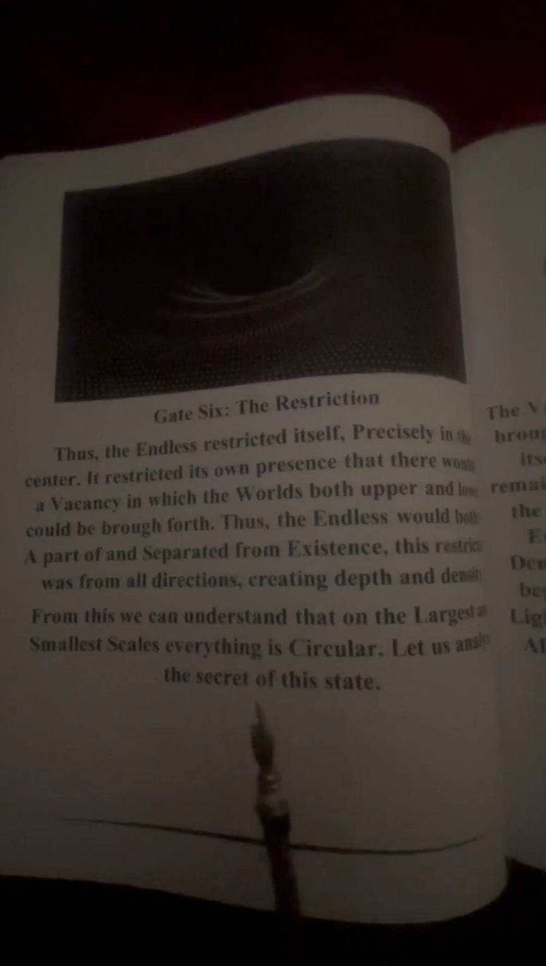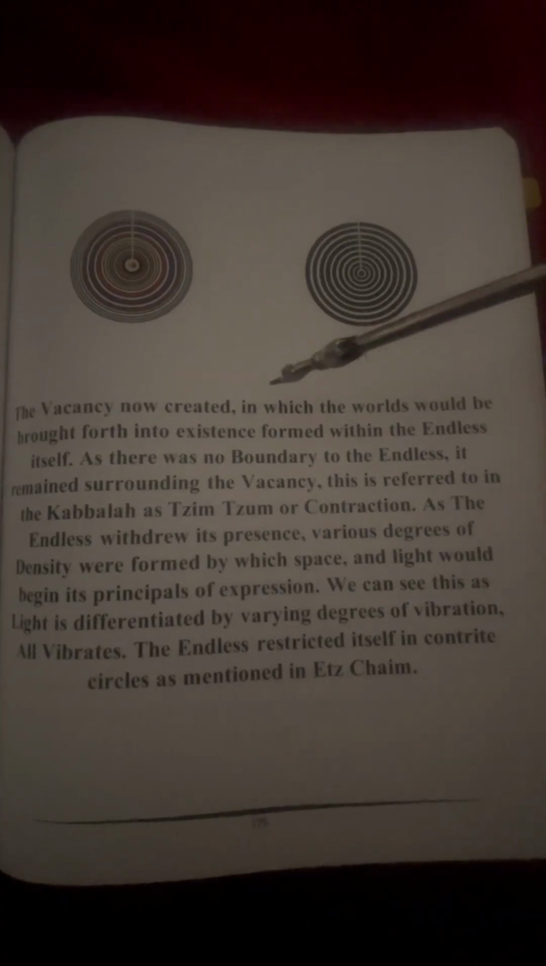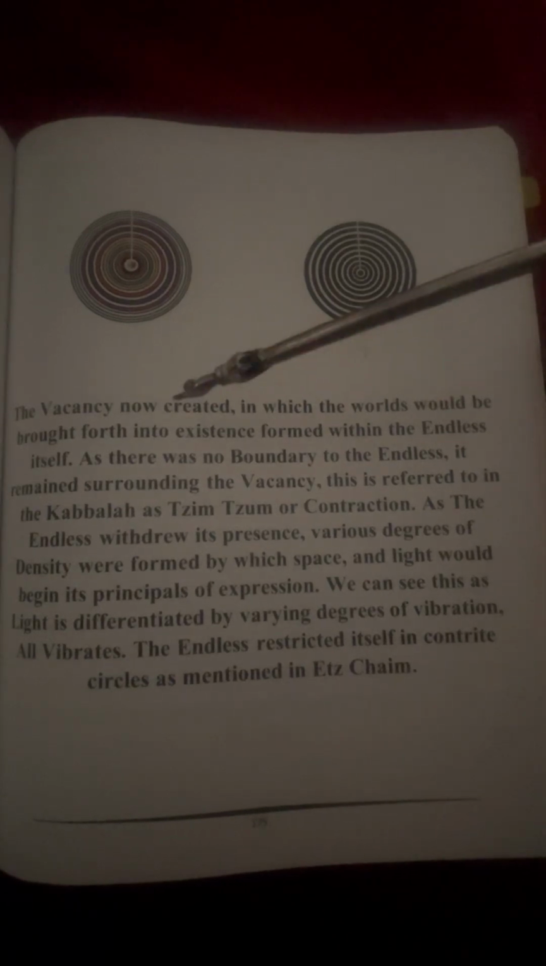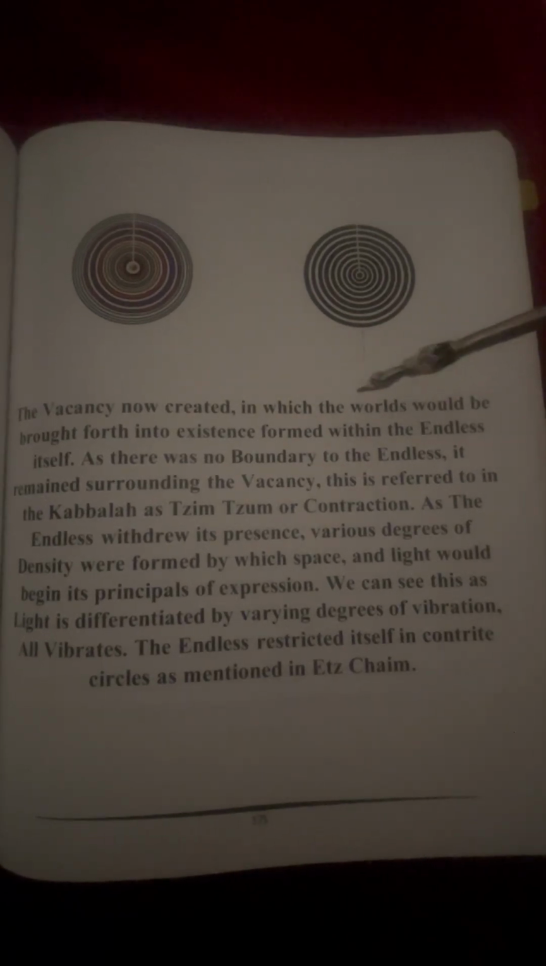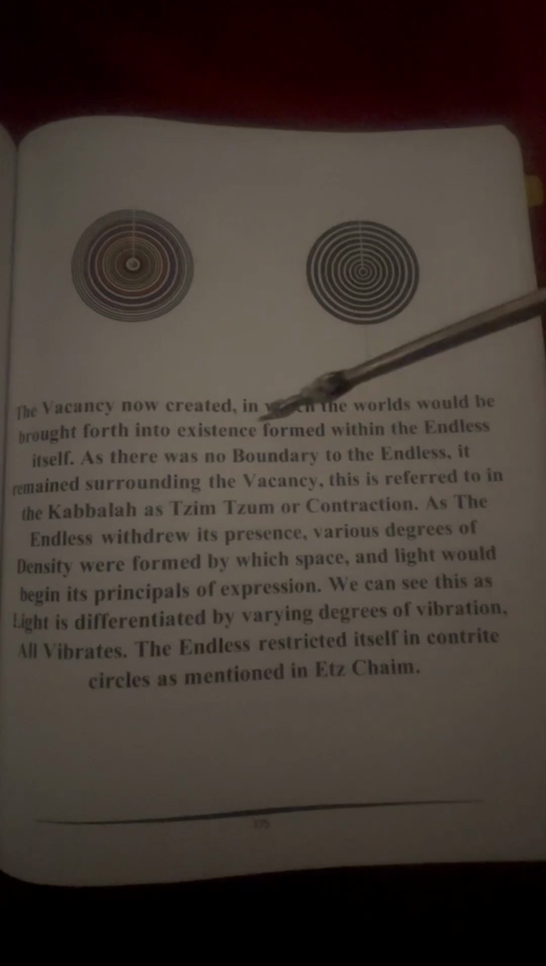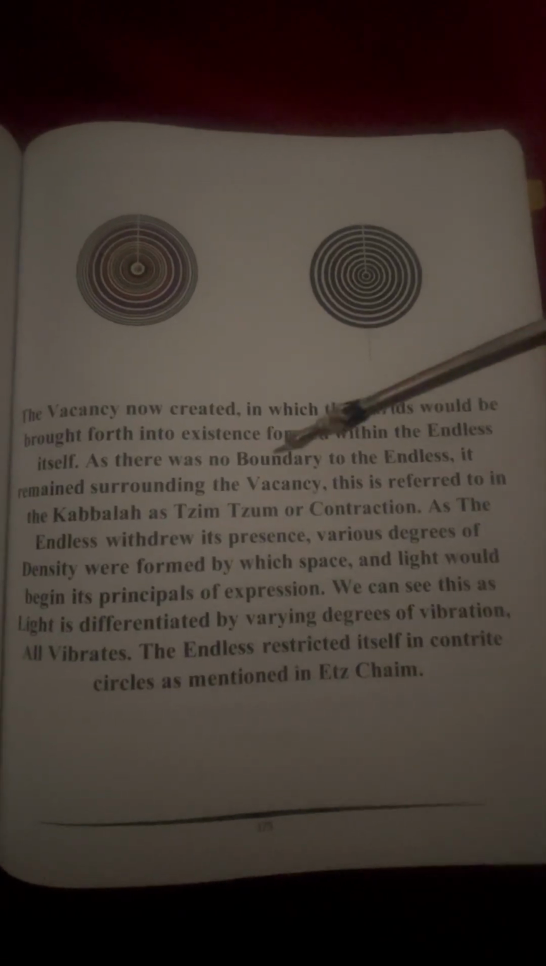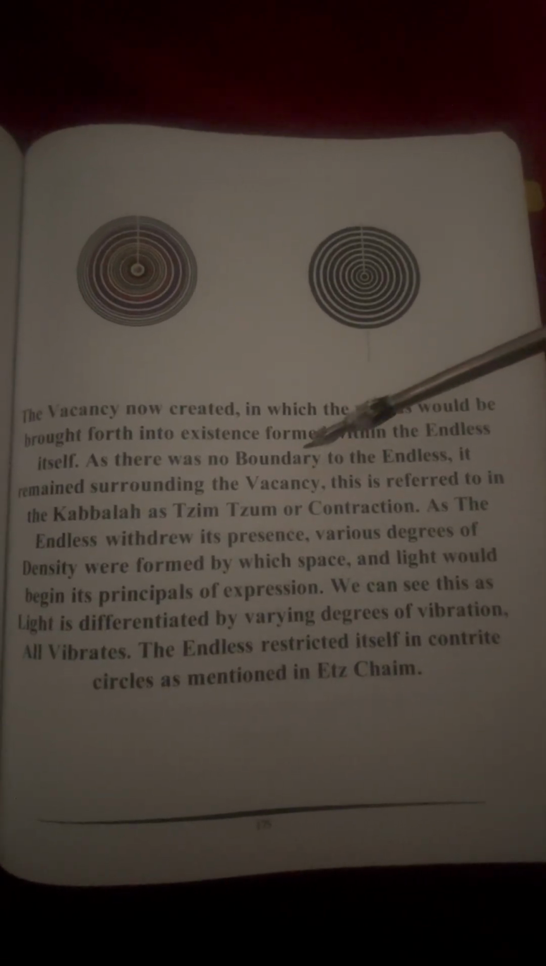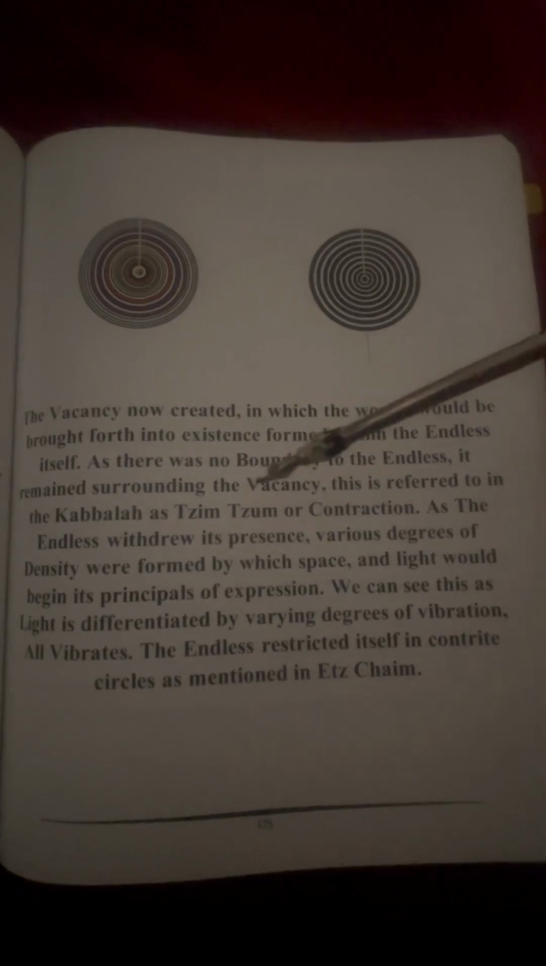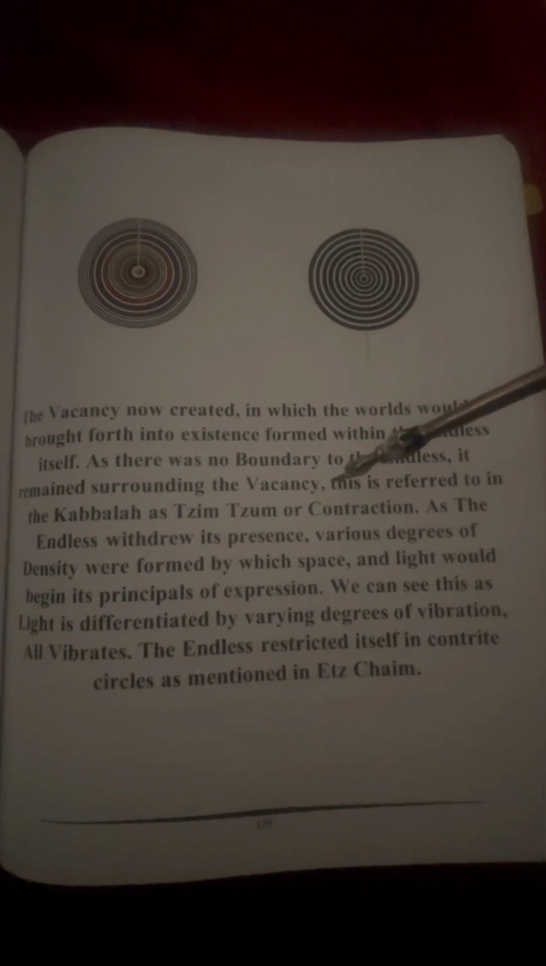Let us analyze the secret of this state. The vacancy now created in which the worlds would be brought forth into existence formed within the Endless itself. As there was no boundary to the Endless, it remained surrounding the vacancy. This is referred to in Kabbalah as Tzimtzum, or contraction.